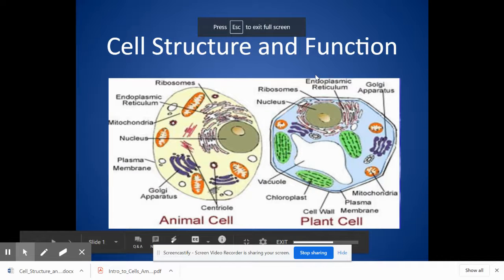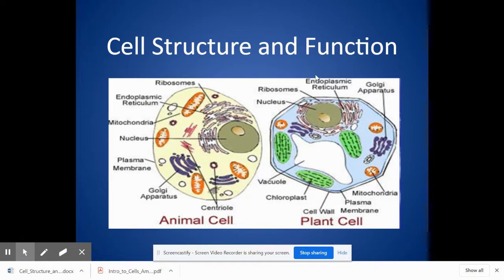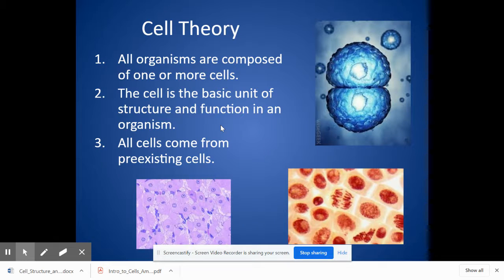Alright, guys, today we're starting Unit 2, Cell Structure and Function. So the goal of this unit is you're going to be able to look at these models and understand all of these bits and pieces of the animal cell, what their structure is and what their function is. So let's start with the cell theory.